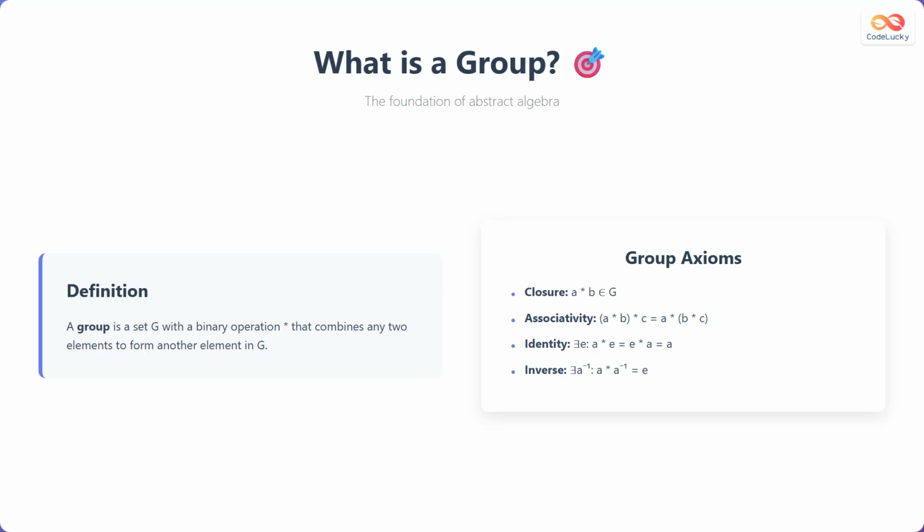Finally, the inverse axiom states that for every element a in G, there exists an element a inverse in G, such that a star a inverse is equal to e, the identity element.